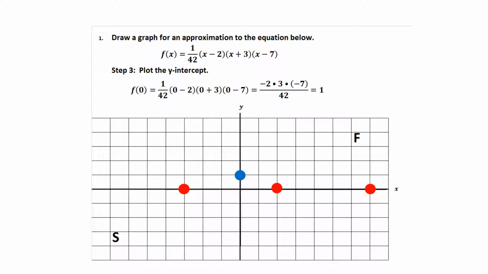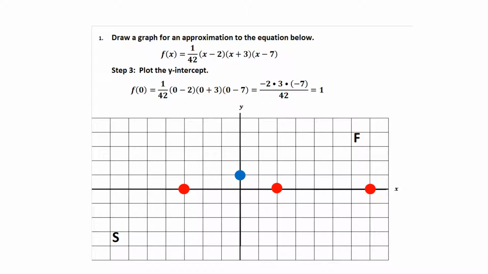So f of 0 is 1 over 42 times 0 minus 2 times 0 plus 3 times 0 minus 7. Most people don't even bother writing that. They just think of a 0 for x, over 42. So it's negative 2 times 3 times negative 7. Two negatives multiplied together give a positive. And 2 times 3 is 6 times 7 is 42. Over 42 is 1, and we see a big blue dot on the y-axis. That's the y-intercept.